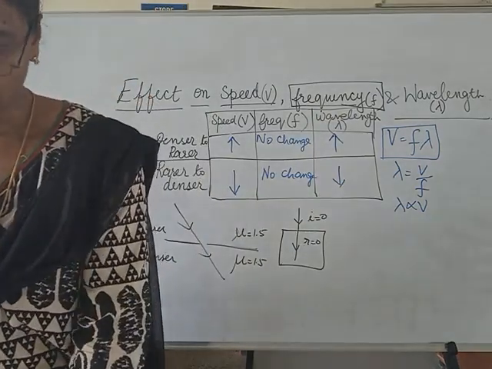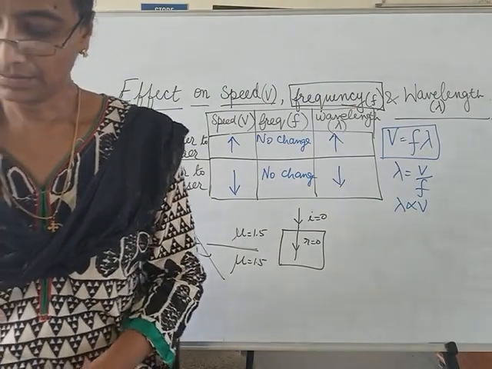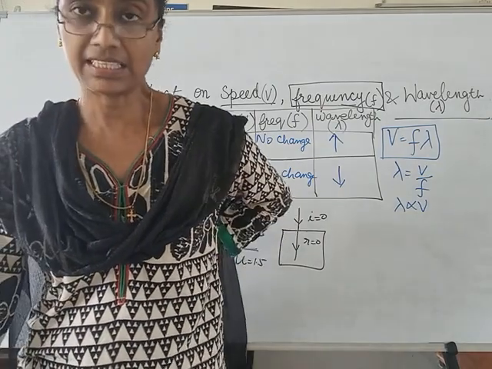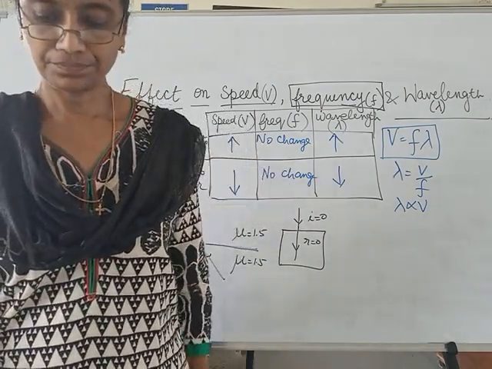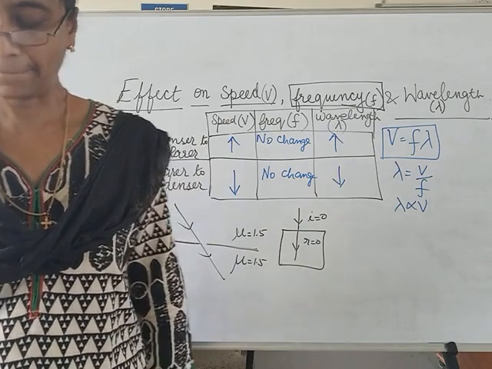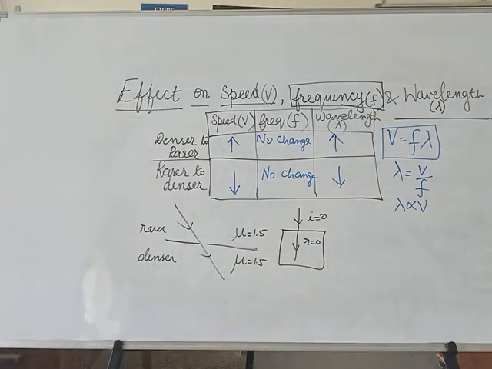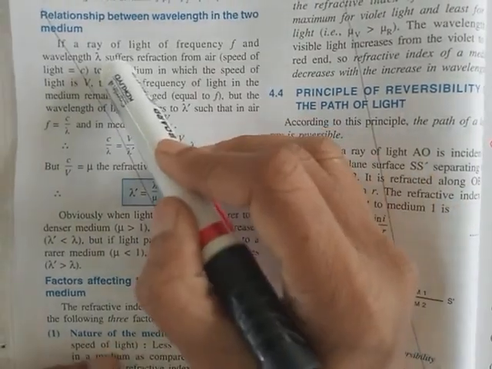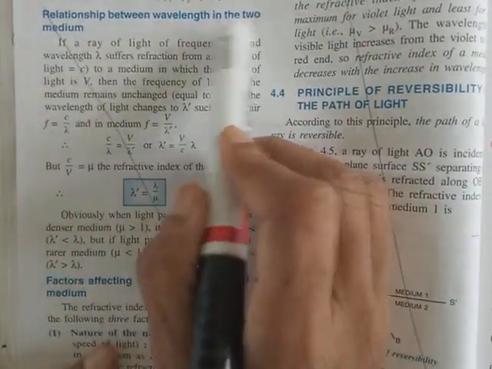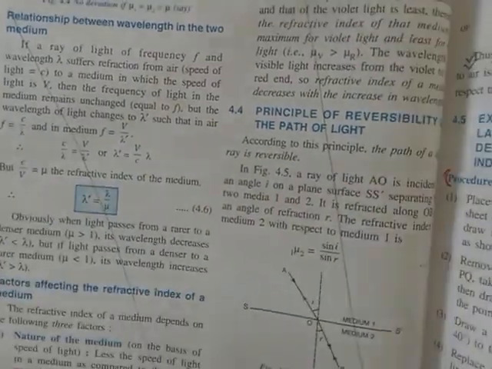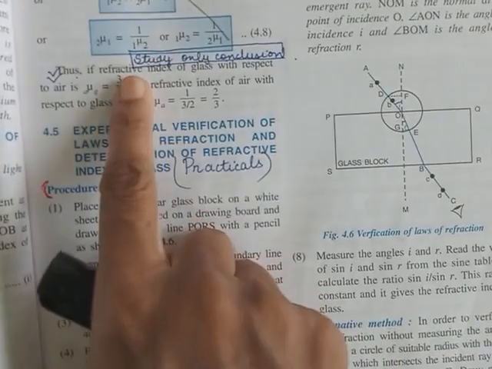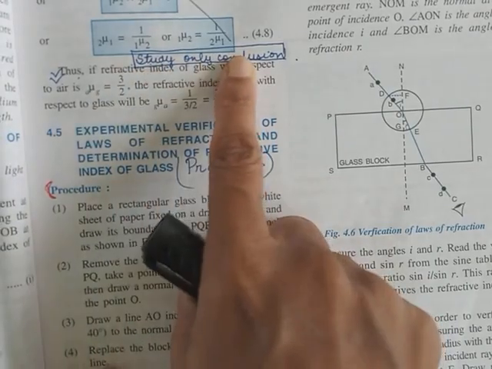Now, turn straight away to page number 76. In between, children, in page number 74, you can strike off this relationship between wavelength in the 2 media. This part, and all can be struck off. It is not there in the syllabus till this. Here I have written study only conclusion.